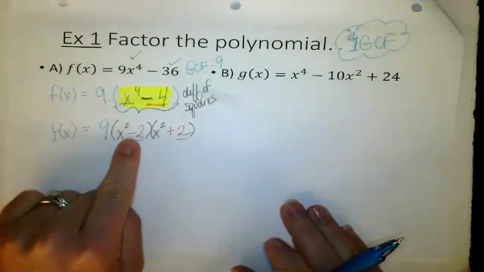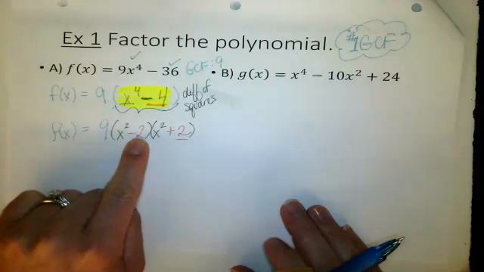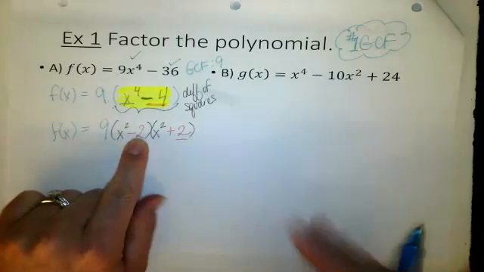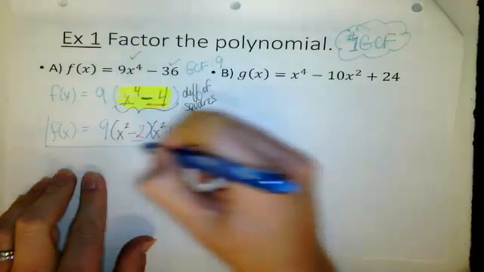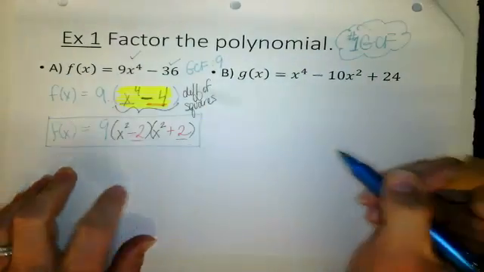Is this x squared minus 2 difference of squares? No, it is not. Is 2 a perfect square? No, it is not. So this is fully factored.